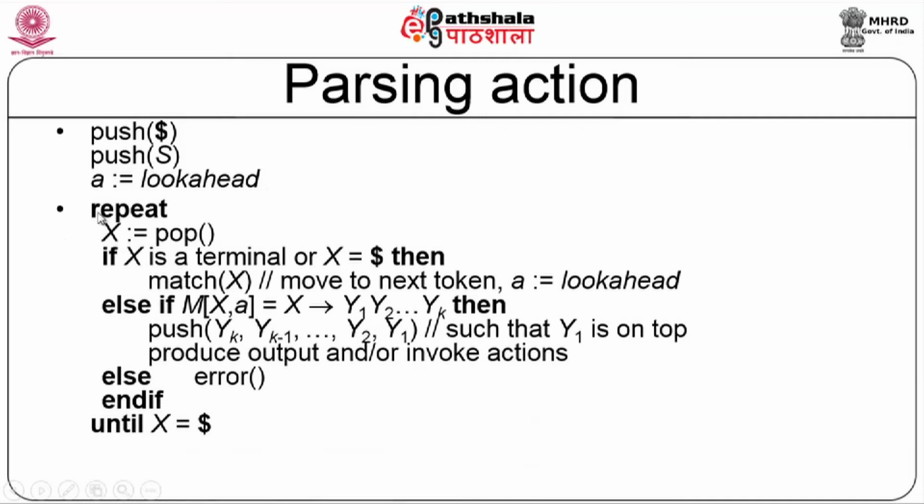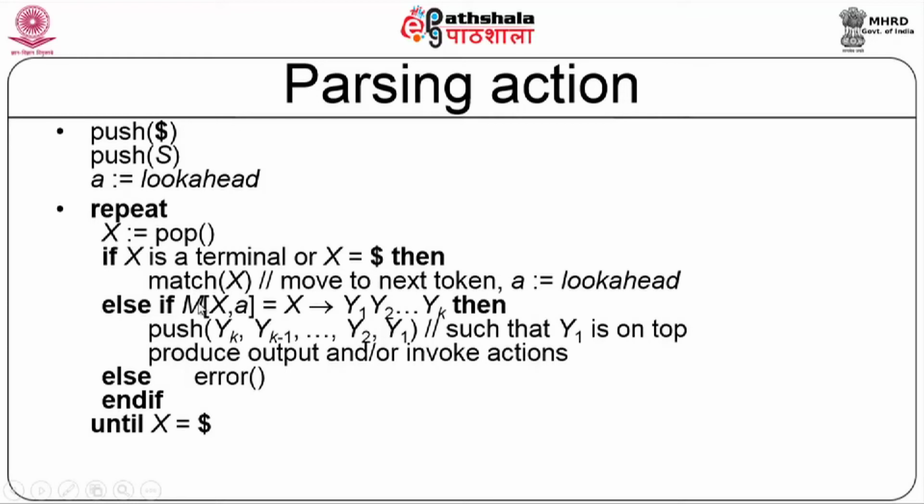Now, if you repeat this algorithm, if x is a terminal or x is equal to dollar, then you do a match. That is, if the symbol on top of the stack is the same as the symbol on the input, you do a pop. You match, you move to the next token ahead and you say a is equal to look ahead, meaning that you look at the input string and look at the stack. If both are terminals, you pop the stack and you move one position to the right on the input symbol.